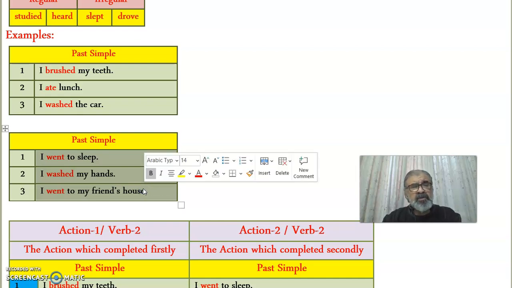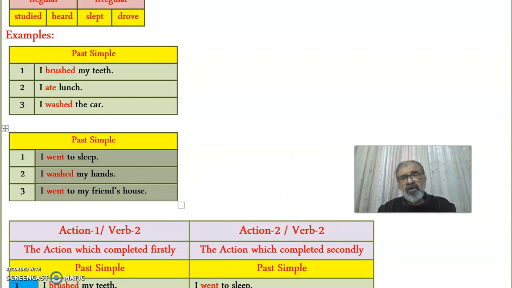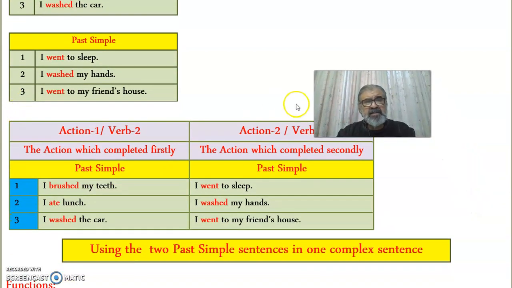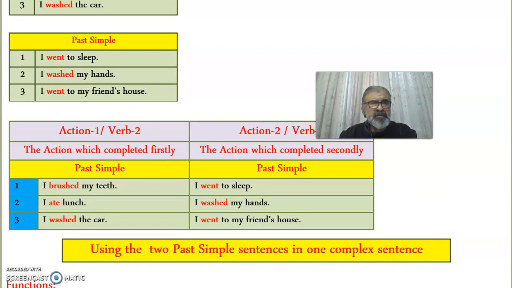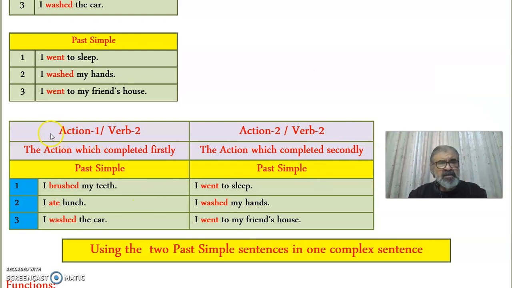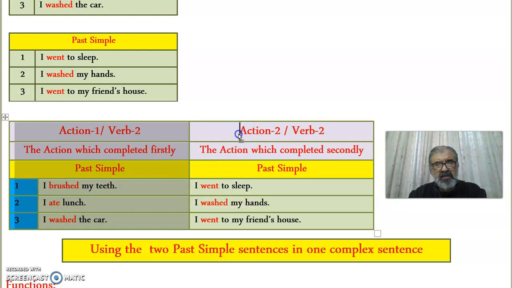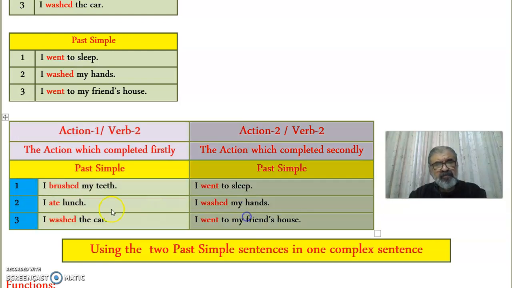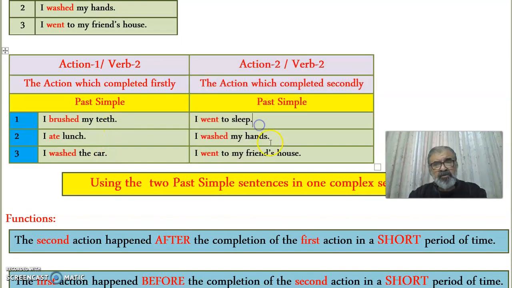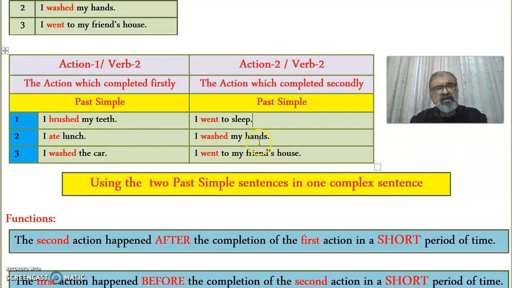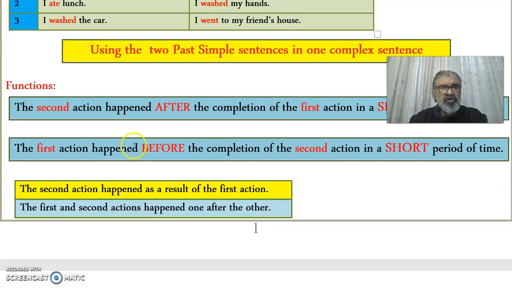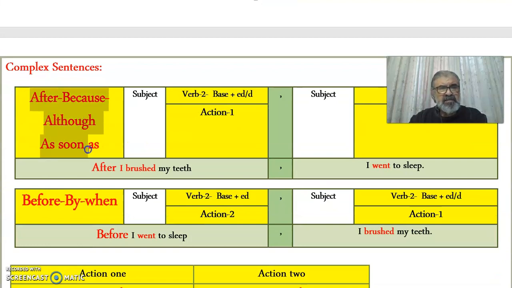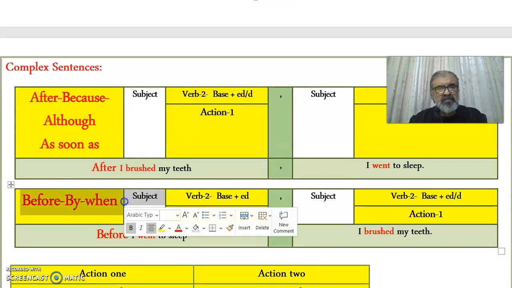Now what we're actually going to do is that I'm going to show you how to decide which one of these is action 1 and which is action 2. This depends on meaning, by the way. So now these are action 1 sentences and these are action 2 sentences. Okay, these are action 2 sentences. So I brushed my teeth, I went to sleep. Now, how are you going to decide which link word or transition to use? Are you going to use these or these? Let me show you.